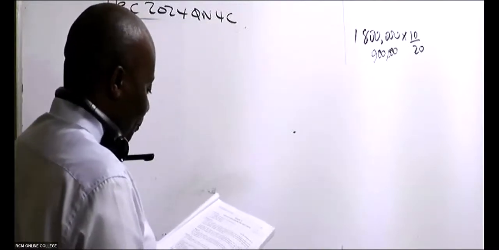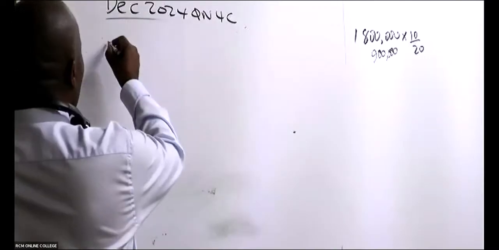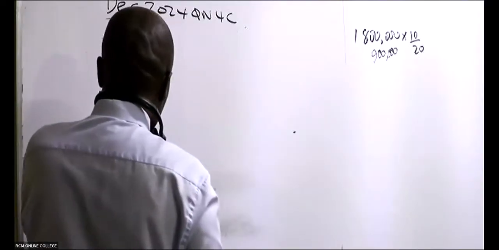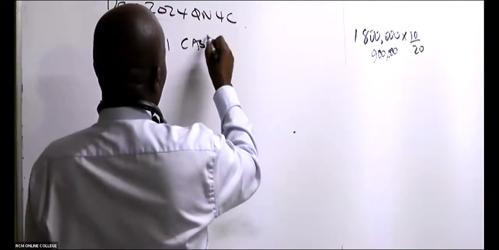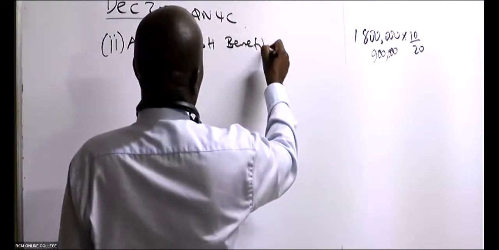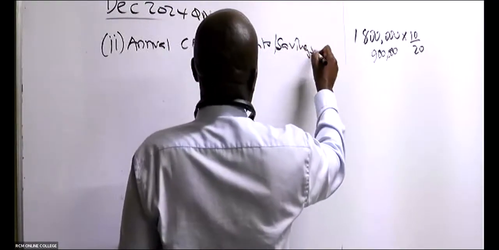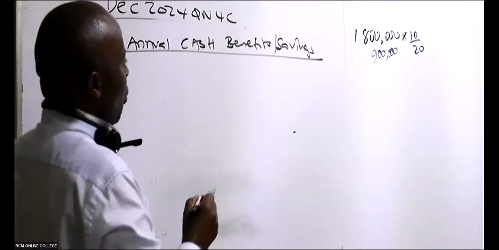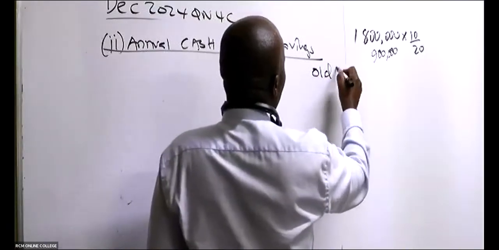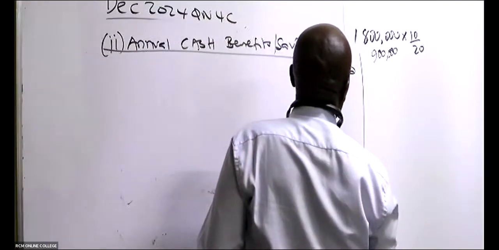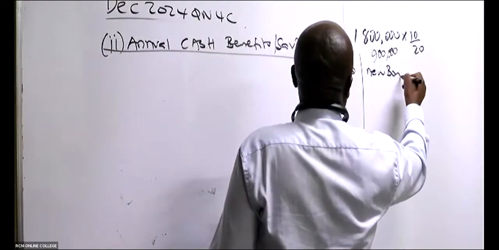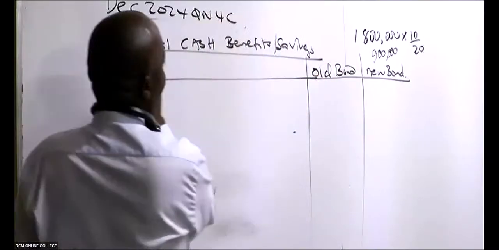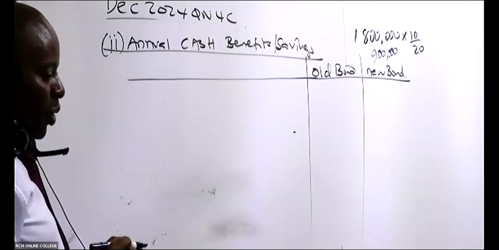We have here number 2: annual cash benefits or savings. So here we shall compare 2 bonds, the old bond and the new bond. That's what you do. So old bond versus new bond.